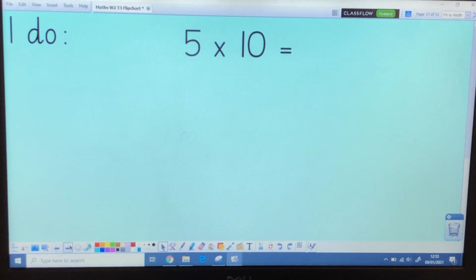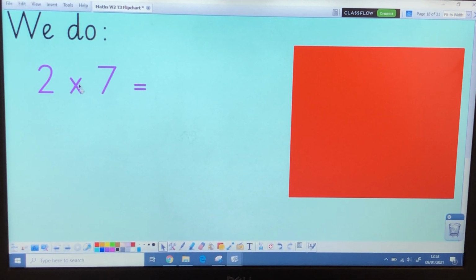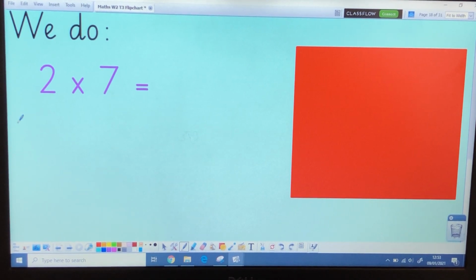Now I'm going to skip this one, and we're going to do one all together. So I want you to get your pieces of paper and your pens at the ready. So here we've got 2 times 7. So how many groups do we need? First of all, we need 2, that's right. So we're going to write 2 groups down the side.